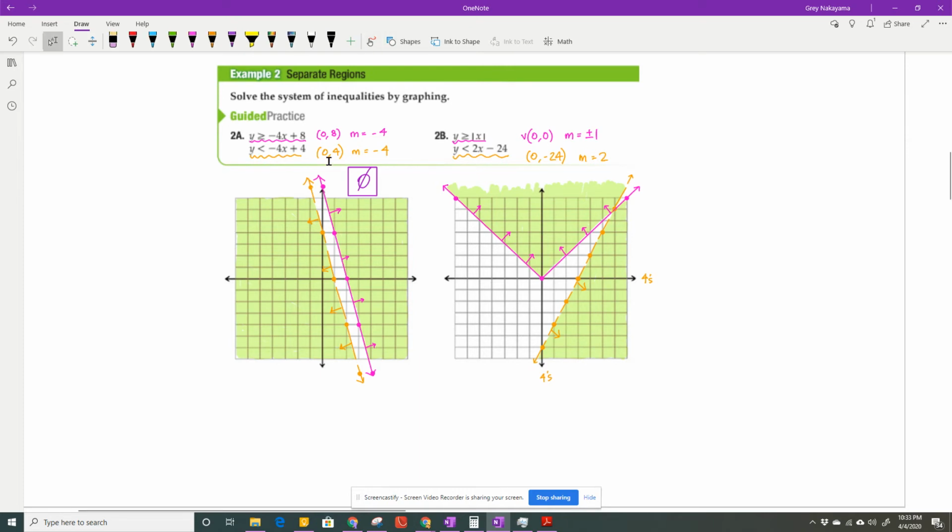On 2b, even though they don't overlap, you're still supposed to solve it by graphing. So this is the work that supports your answer that there's no solution. So over here, again, notice that my graph is by 4s to get my y-intercept of negative 24, x-intercept of 12. Still have a positive slope of 1 here. That is my absolute value graph. But these two shaded regions never overlap. So again, I should have written down here that the answer is no solution to this one as well.